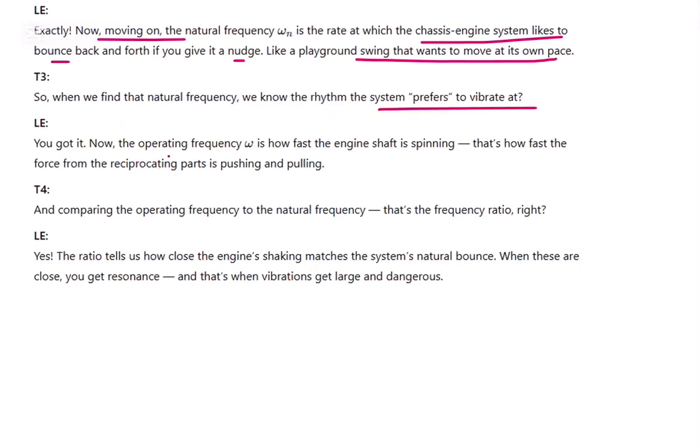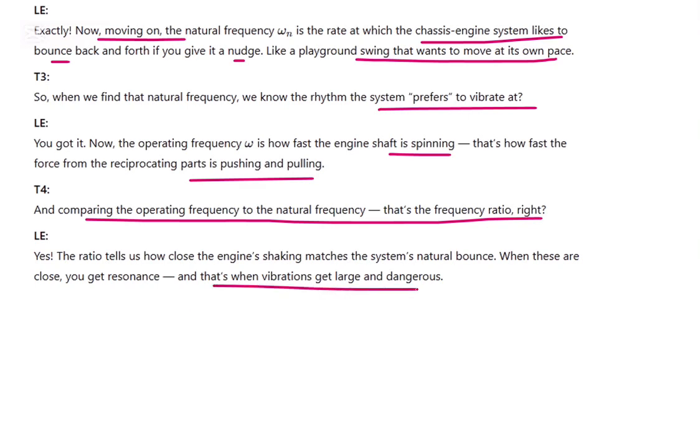You got it. Now the operating frequency is how fast the engine shaft is spinning. That's how fast the force from the reciprocating mass is pushing and pulling. And comparing the operating frequency to the natural frequency, that's the frequency ratio. The ratio tells us how closely the engine's shaking matches the system's natural bounce. When these two are close, you get resonance, and that's when vibrations get large and dangerous.